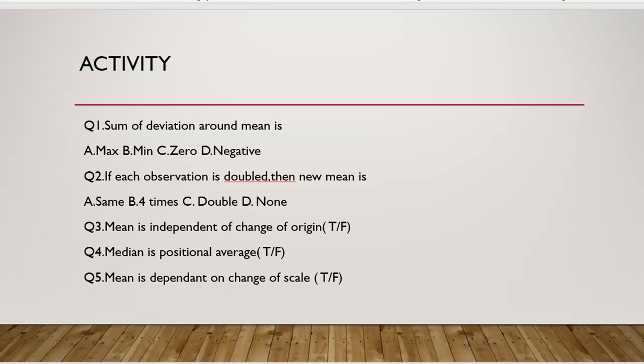There's a small activity. As I told you, the sum of deviations around the mean is 0. If each observation is doubled, then the new mean is doubled because it is dependent on change of origin. Mean is independent of change of origin? No, it is dependent on change. So it's false. Median is the positional average. Yes, it is true. Median is dependent on change of scale. Mean is dependent on the change of scale. Yes, it's true. As I told you, when you multiply each observation by 4, then the new mean is 4 times the previous mean.